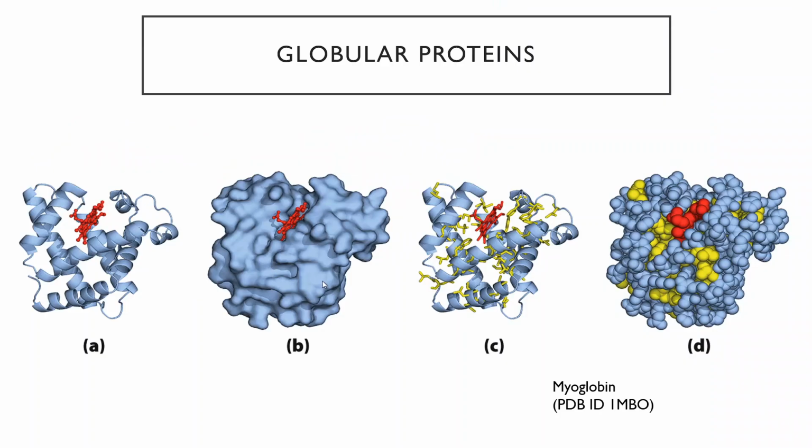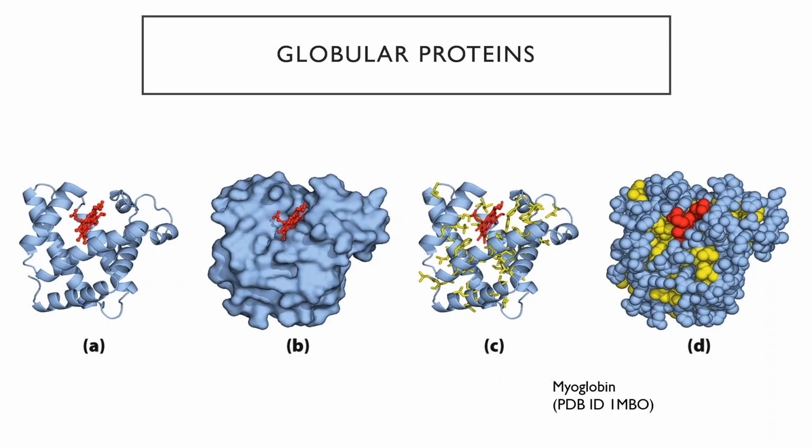Globular proteins again are much harder to classify. There are way more types of globular proteins. In fact, there are hypothetically an infinite number of globular proteins out there, or everything that's not fibrous protein basically is considered globular. So these are all just different views of the same globular protein.